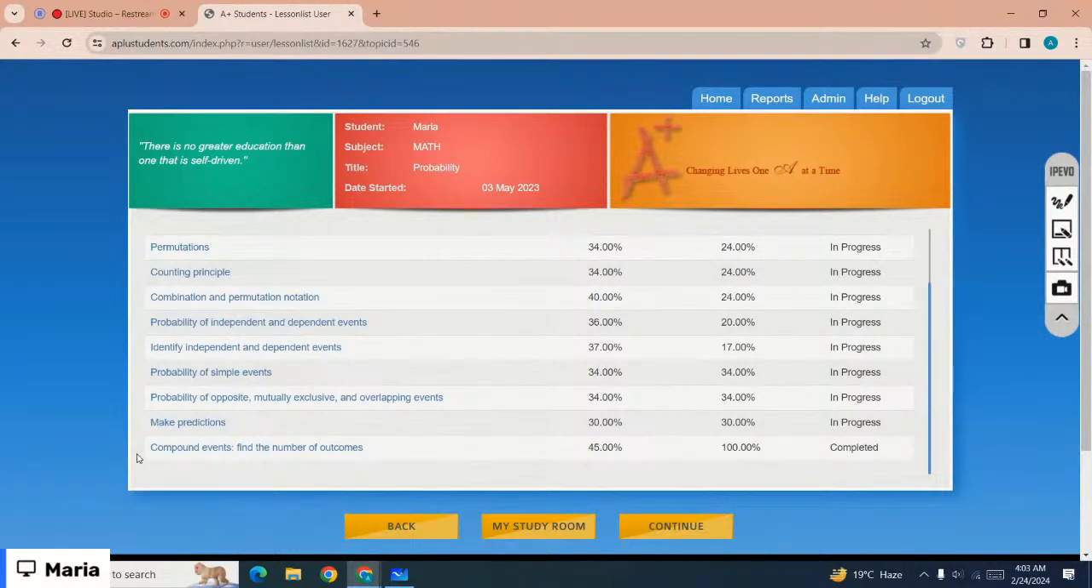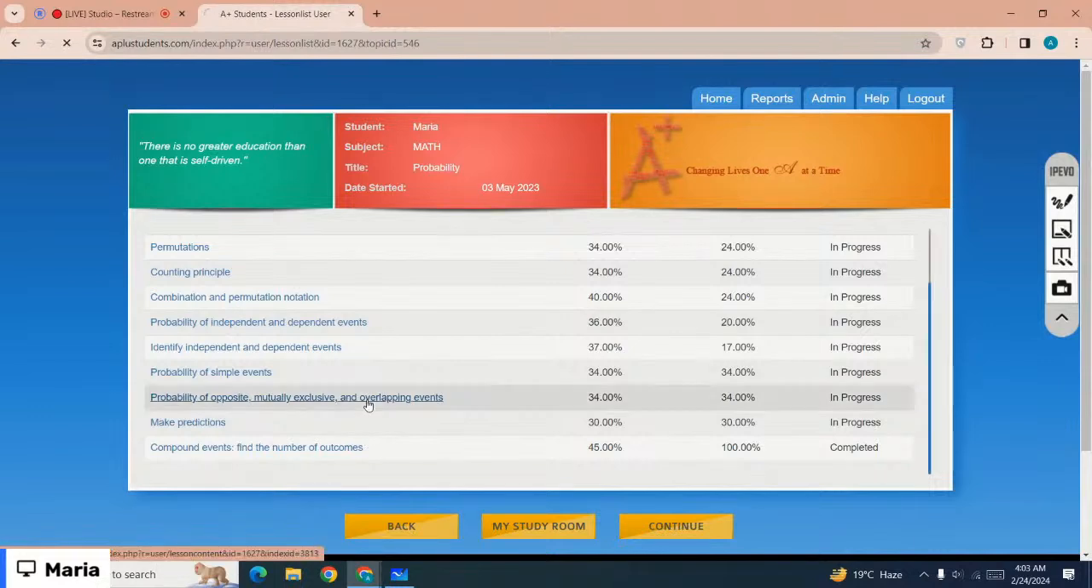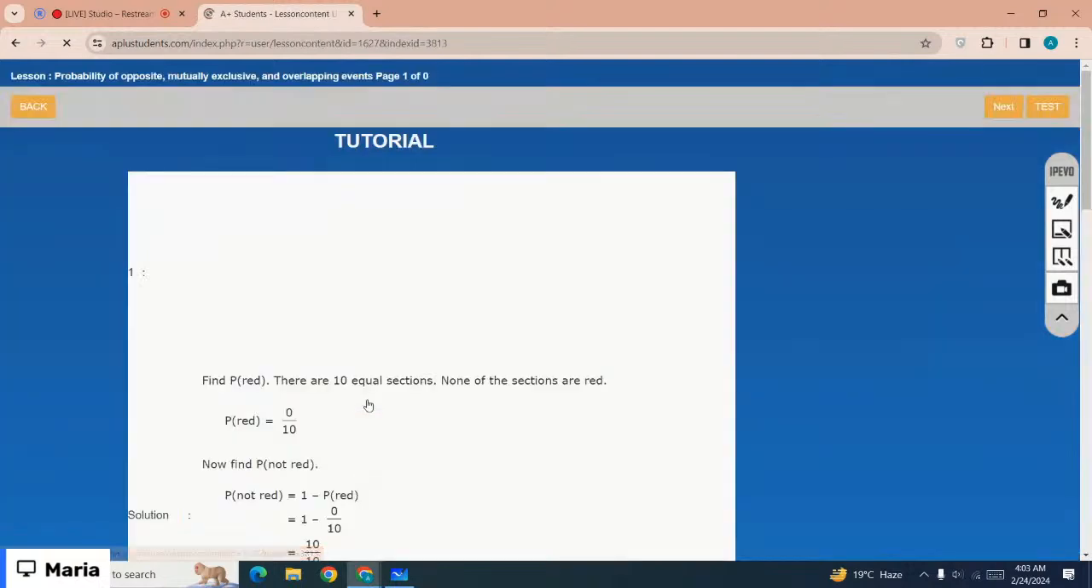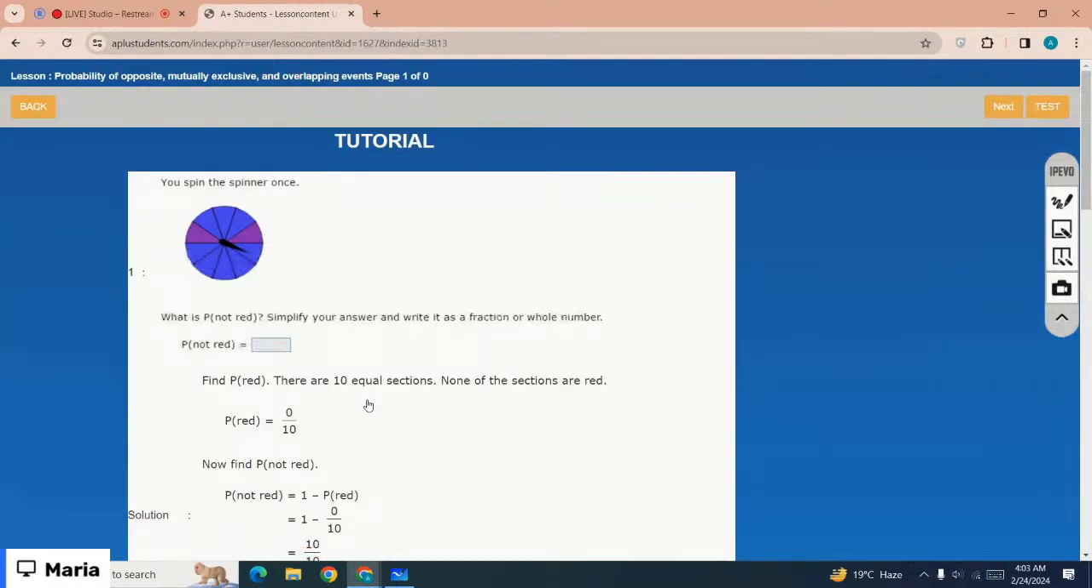Here I'm on grade 8 math. The chapter we're working on is probability. Let's start with the lesson, that is probability of opposite, mutually exclusive and overlapping events. Okay, let's start with the first example.